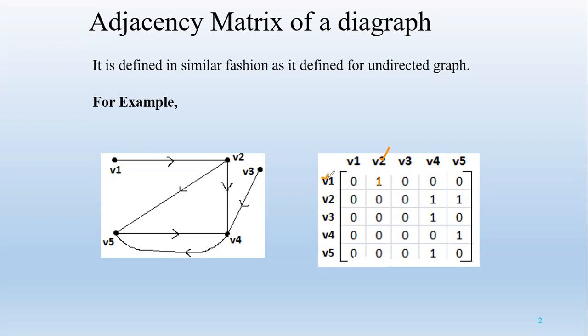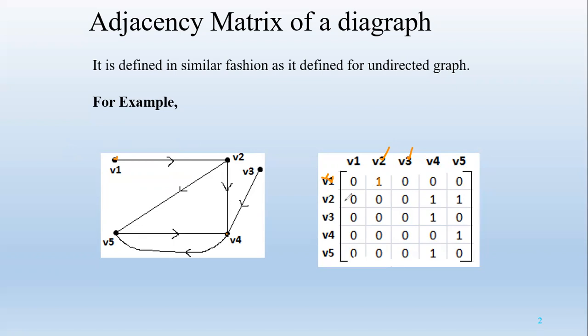Next one, V1 to V3. See the picture, graph V1 to V3. V1 and V3 are non-adjacent. Therefore, simply we can write 0. Next, V1 to V4. Both vertices are non-adjacent. Therefore, here also the value is 0. V1 to V5. V1 and V5 are non-adjacent vertices. Therefore, here we can write 0.